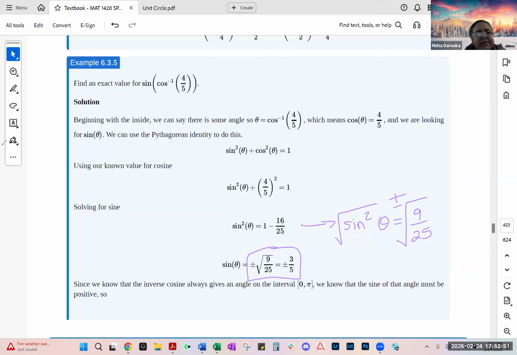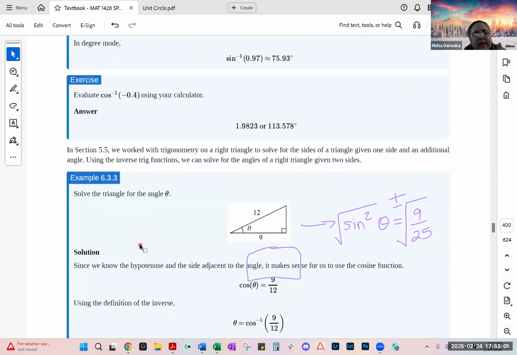So that actually brings us back to the idea that we know the inverse cosine function is going to be between the interval of 0 and pi, right?